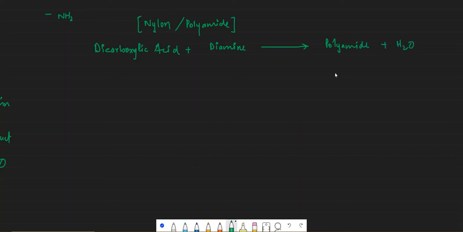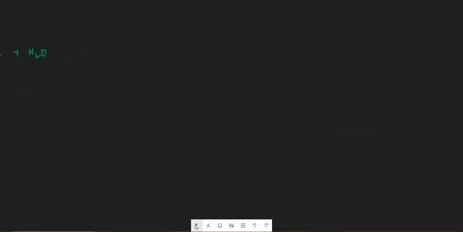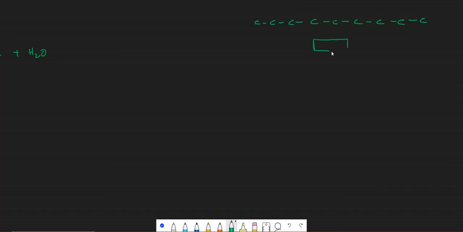How does this work out? Before writing this reaction, I need to tell you one thing. Let's say I don't even know how many carbon atoms are attached in a single carbon chain. Okay, it will get really tedious if we have to write all the carbon atoms. But instead of that, what do we do? We actually represent it with a box.